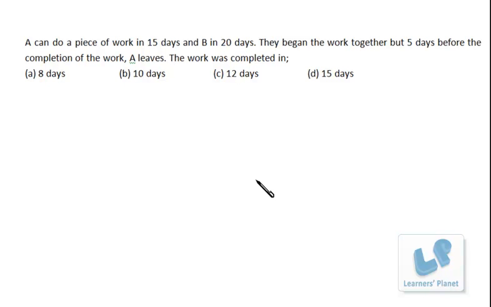Now let's see this problem. A similar problem we have done earlier also. A can do a piece of work in 15 days and B in 20 days. They began the work together, but 5 days before the completion of the work, A leaves. In what duration was the work completed, right? Now, for 5 days, B is working all alone. That means in 5 days, while working all alone, B might have done 5 by 20, that is 1/4 of the work. That means previously A and B, when they were working together, might have done 3/4 of the work. Okay, 3/4 of the work, A plus B.